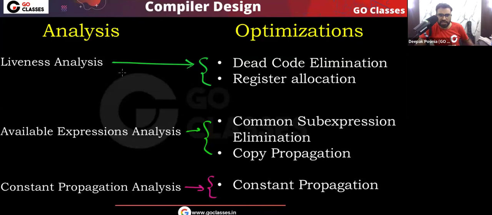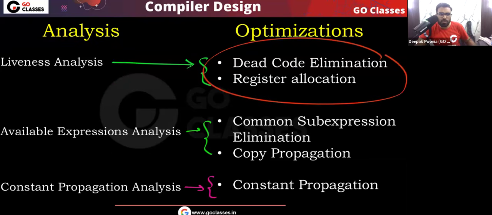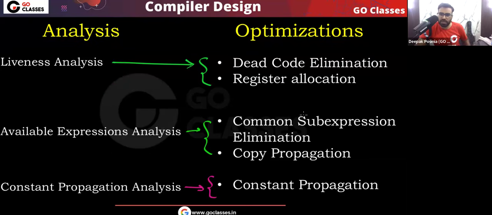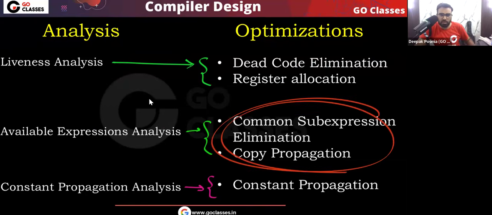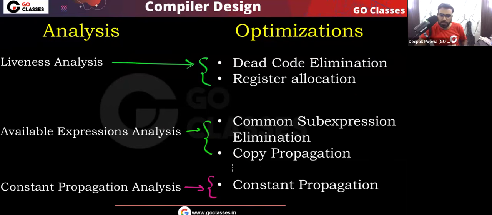There are different types of analysis: liveness analysis, available expression analysis, constant propagation analysis. Depending on which analysis we have done, different types of optimizations we can perform. To perform these optimizations, common subexpression elimination and copy propagation, we need to do available expression analysis. I hope you understood.